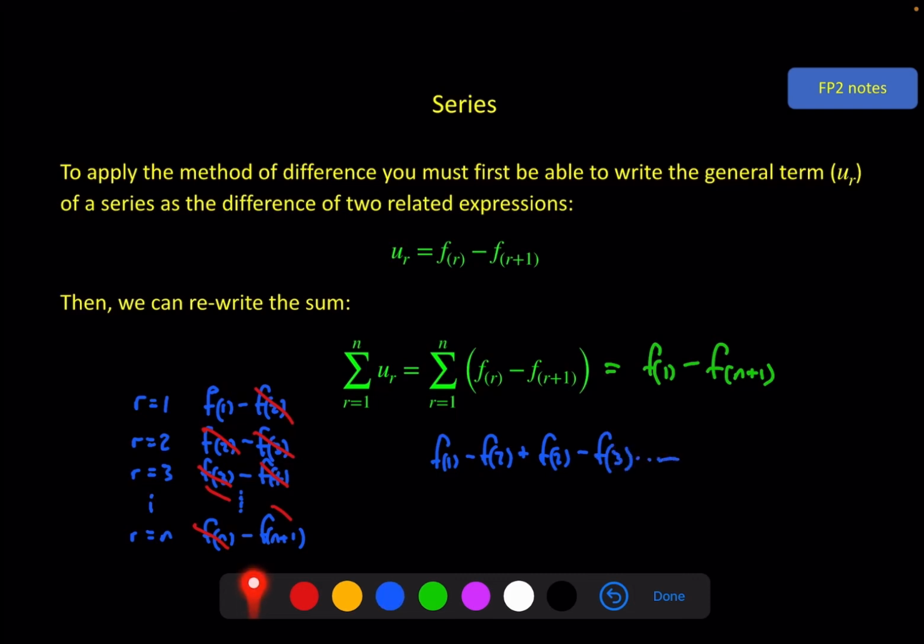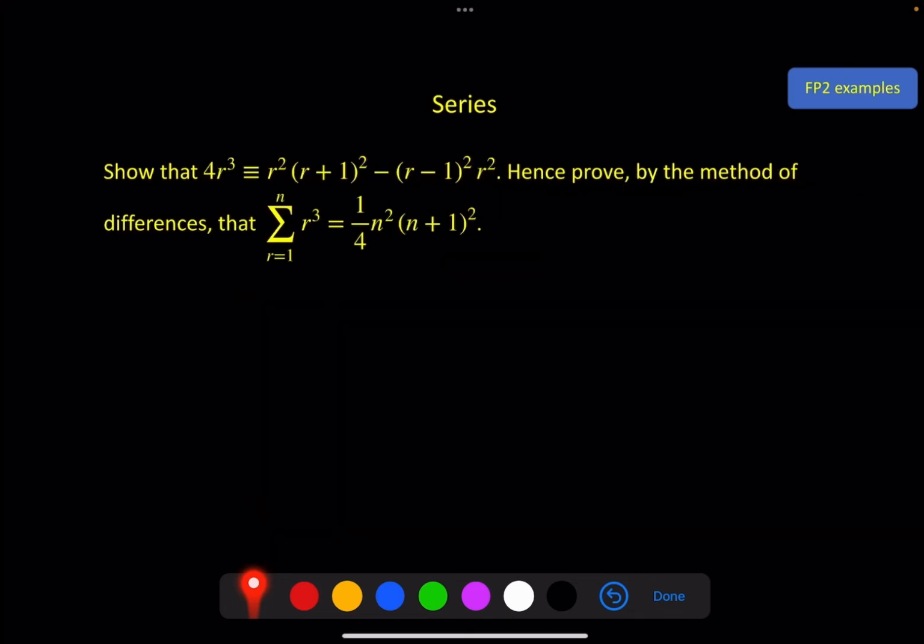We tend to see it written like this down the page, just because it's not always clear which ones will cancel where, and seeing the pattern of cancelling is a bit easier when it's written vertically. So although you could do it this way, it tends to be written like this, and I think your textbook would probably write it like this. So let's see how this works in an example.